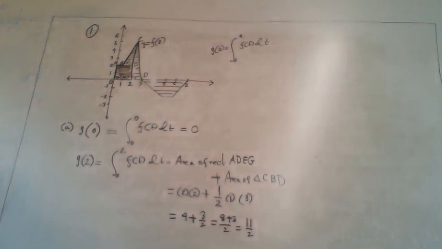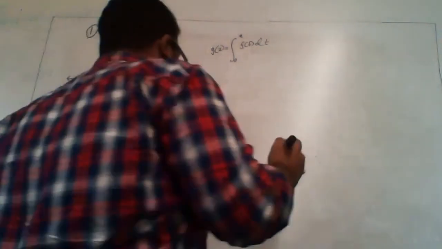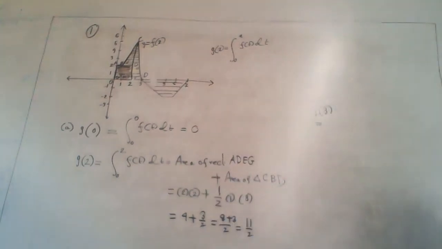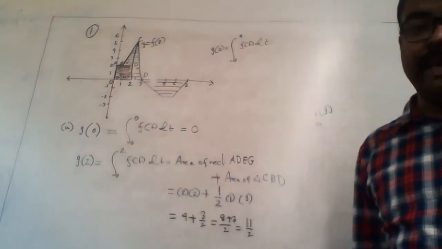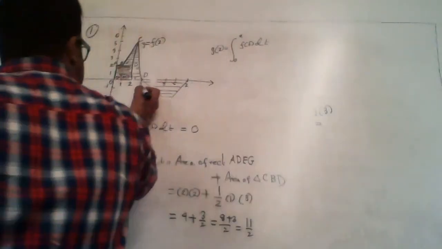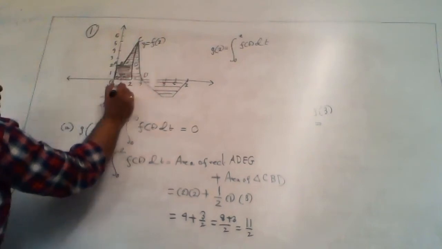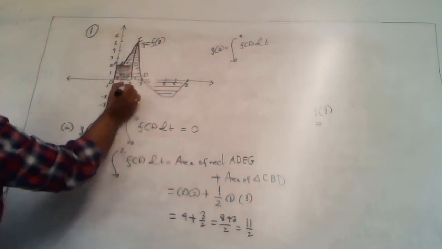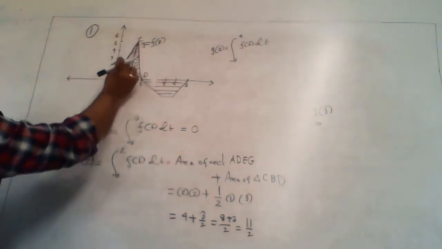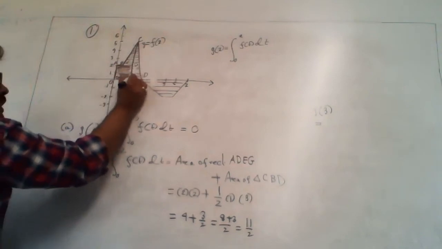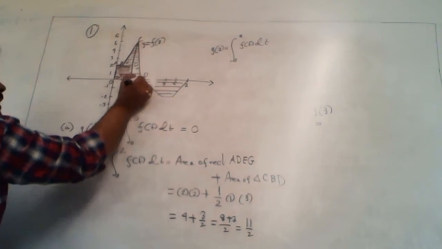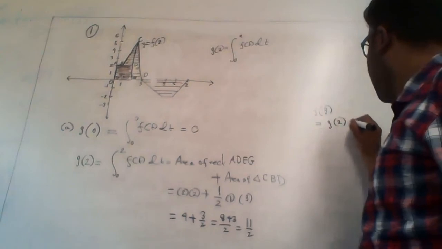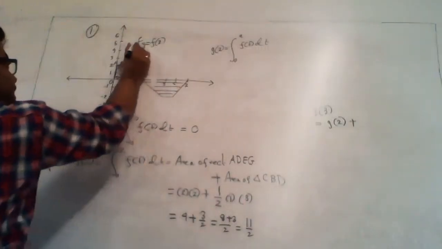In the same way, I can find out G of 3. So what will be G of 3? You see that, it will be this area. 3 is this. So it will be the whole area up to the point 3. That is this whole thing, right? So we have to add G2. G2 is up this area and G3 is plus, we have an additional triangle here. So G3 will be G2 plus the area of this additional triangle CED.